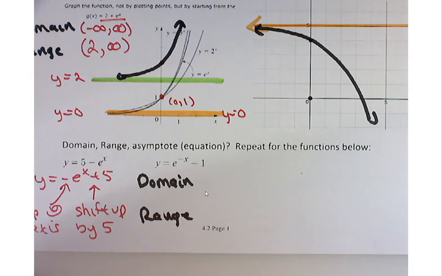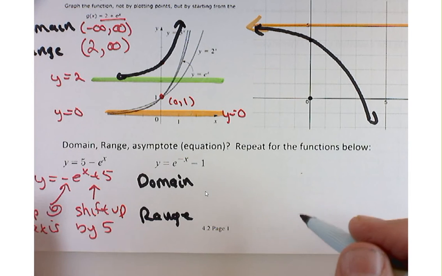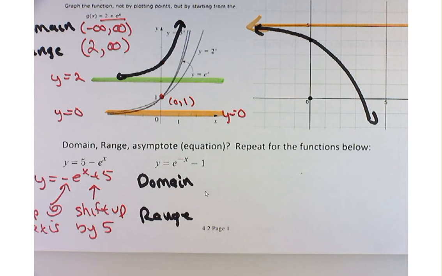Nick, did you get to check yourself? Yeah. Oh, you did? Okay. Jacqueline, did you get to check yourself? I did for the one graph, I did it for the other one.